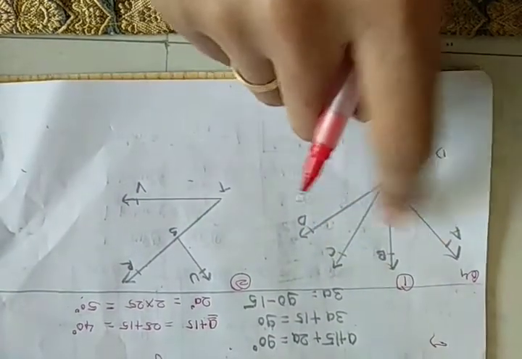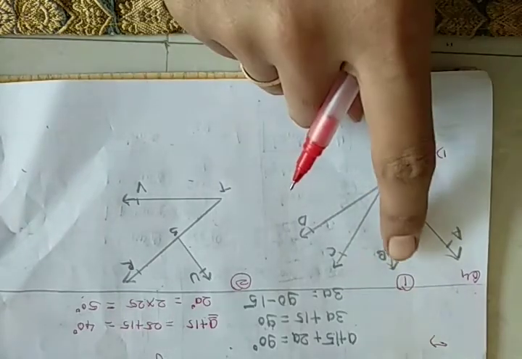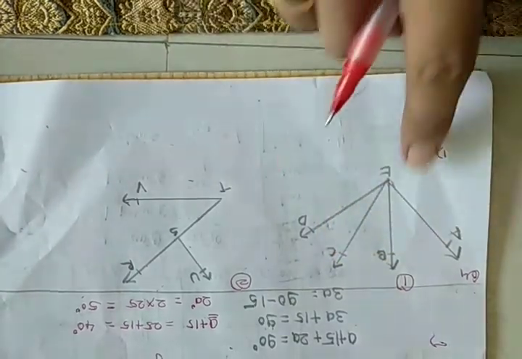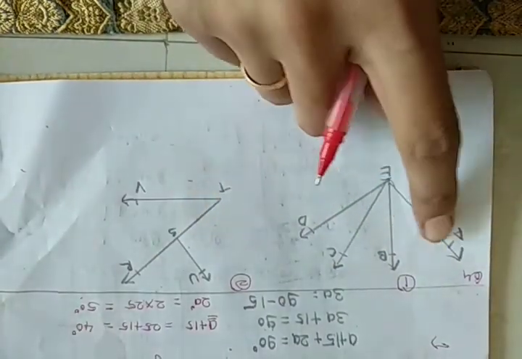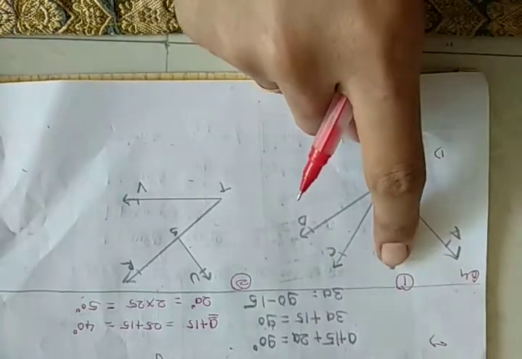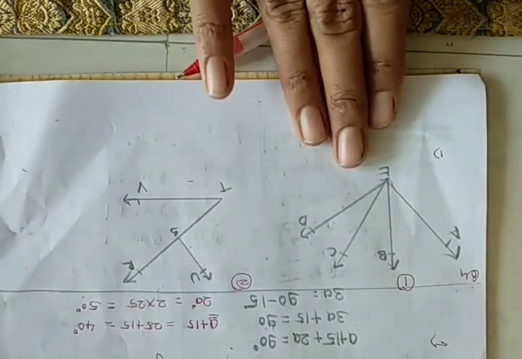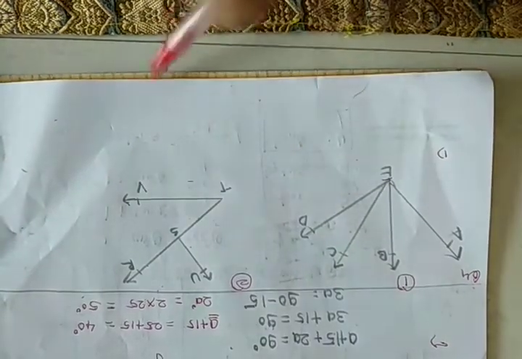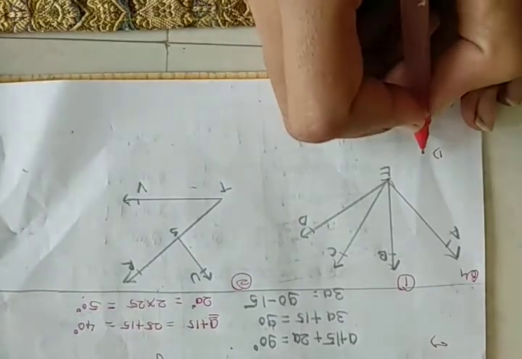In this figure, here three angles are here: angle AEB, angle BEC, and angle CED. Angle AED, angle AEC, and angle BED. So here 6 angles are made here. So write down here the pair of adjacent angle.